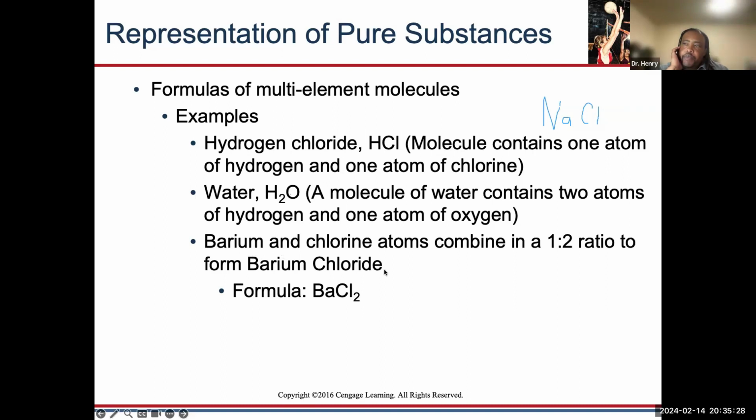Okay, so here's an example of barium and chlorine. If we put them together, we call it barium chloride. And so we write it as BaCl. And so that's an example of formulas.